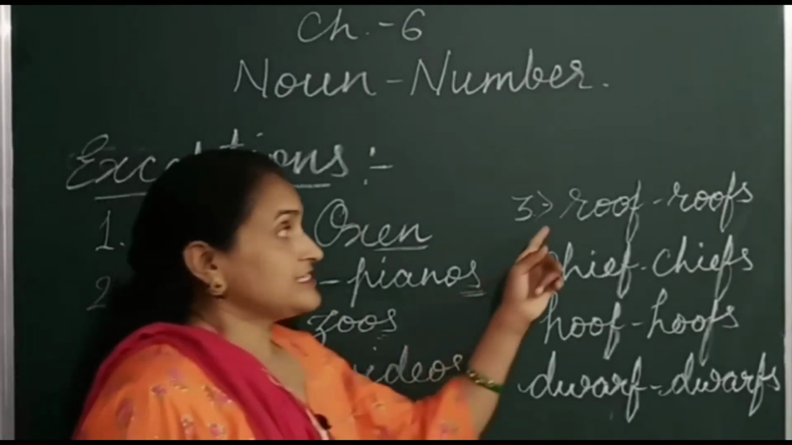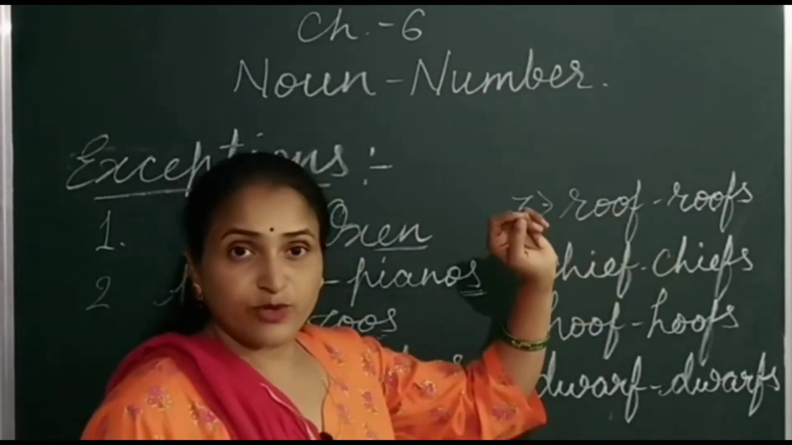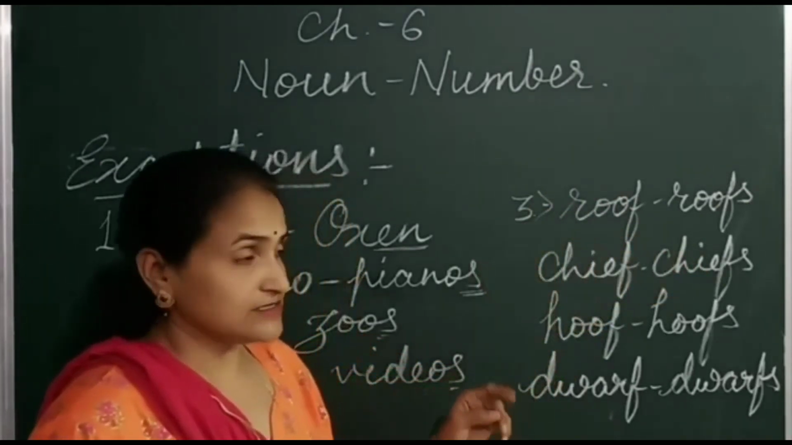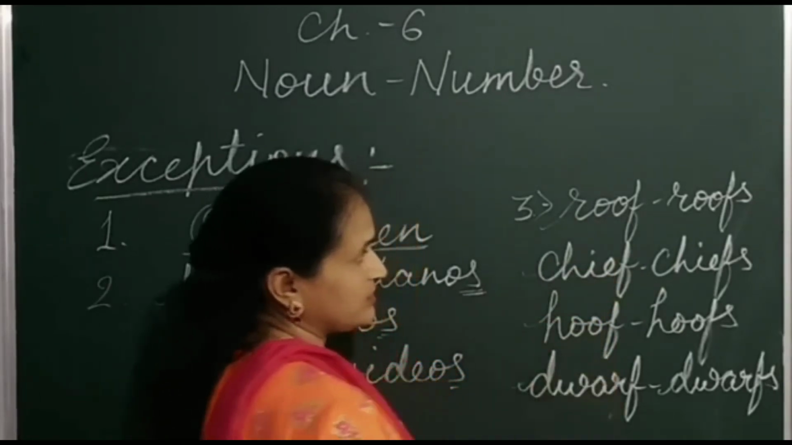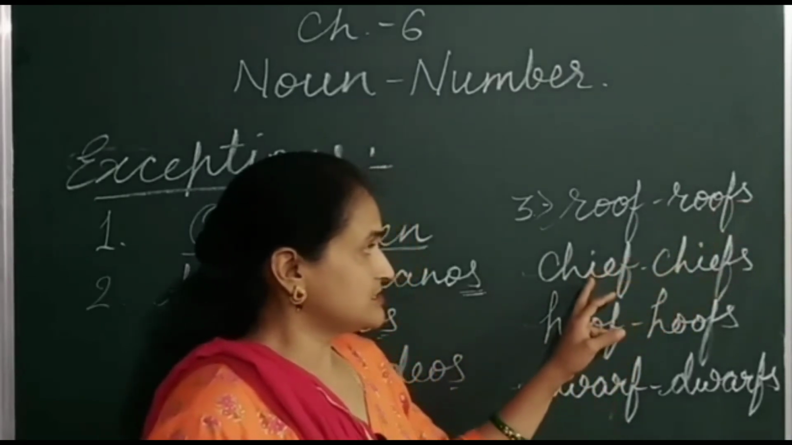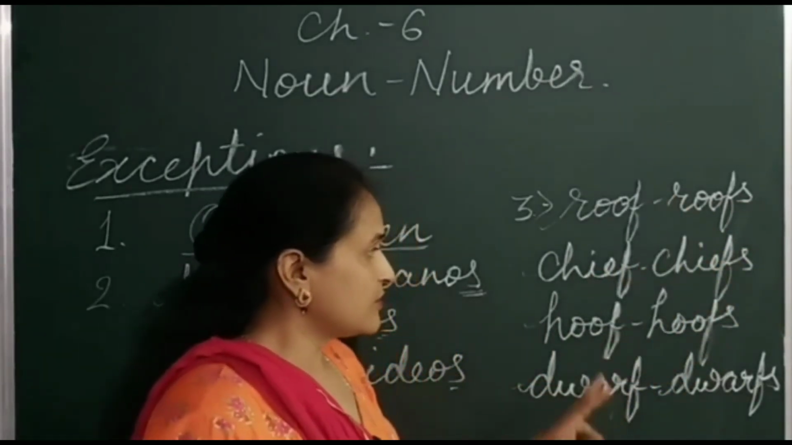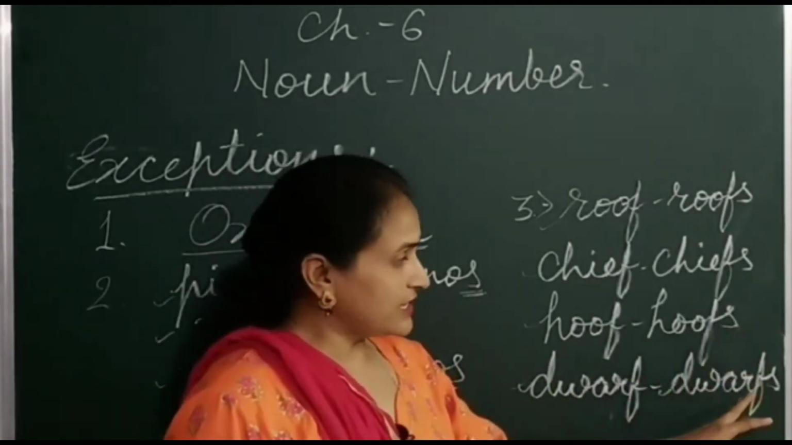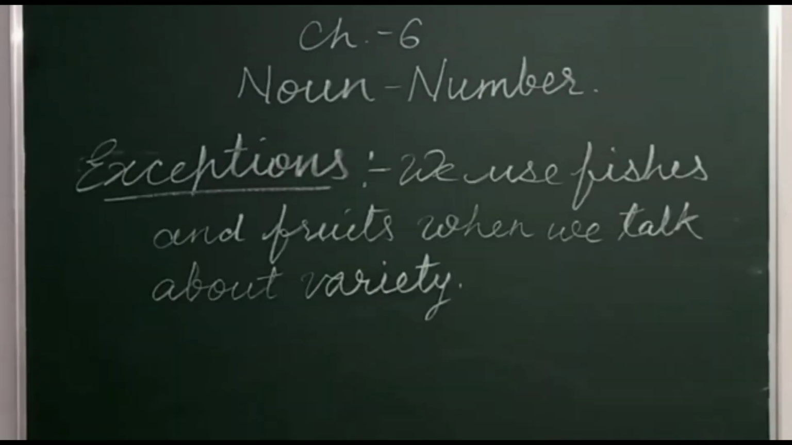Next, as I explained to you, if the noun ends with f or fe, we omit this f or fe and use ves in place of these letters. But these words don't follow this rule. Roof, it becomes roofs, ends with s. Chief, it becomes chiefs, ends with s. Hoof and dwarfs also end with s in their plural form. Understood?